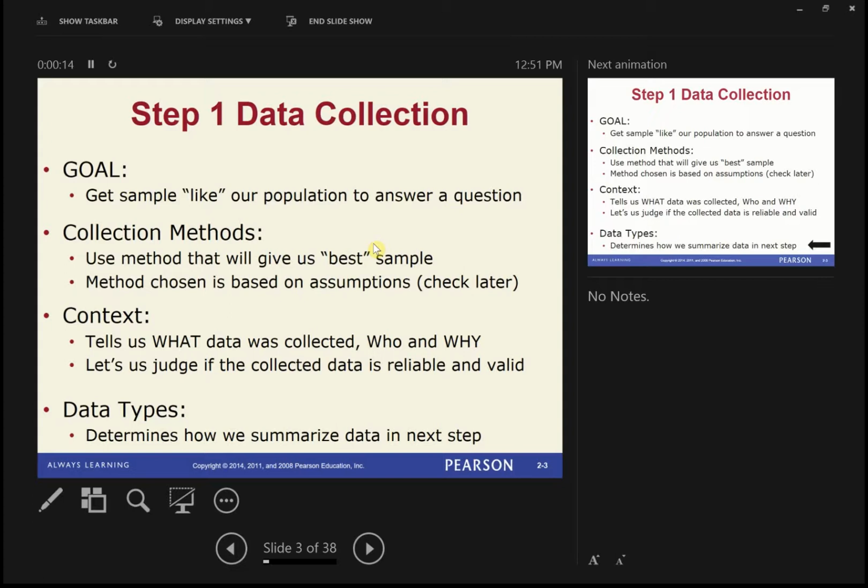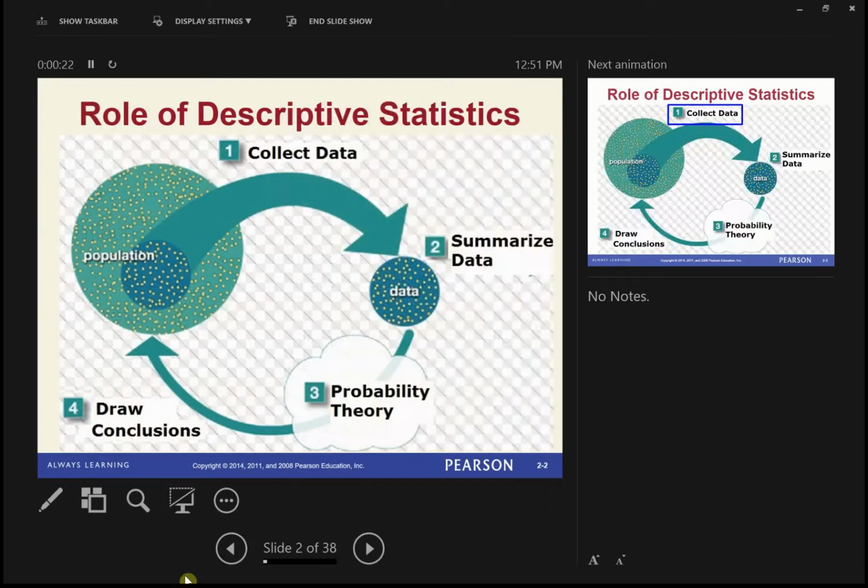We talked about the different data types. The reason why that's important is it segues into what we're going to do now. Okay, so the different data types are going to be summarized different ways. And that's the reason why we care about data types. We treat them statistically very, very different. Categorical versus quantitative, very, very different.